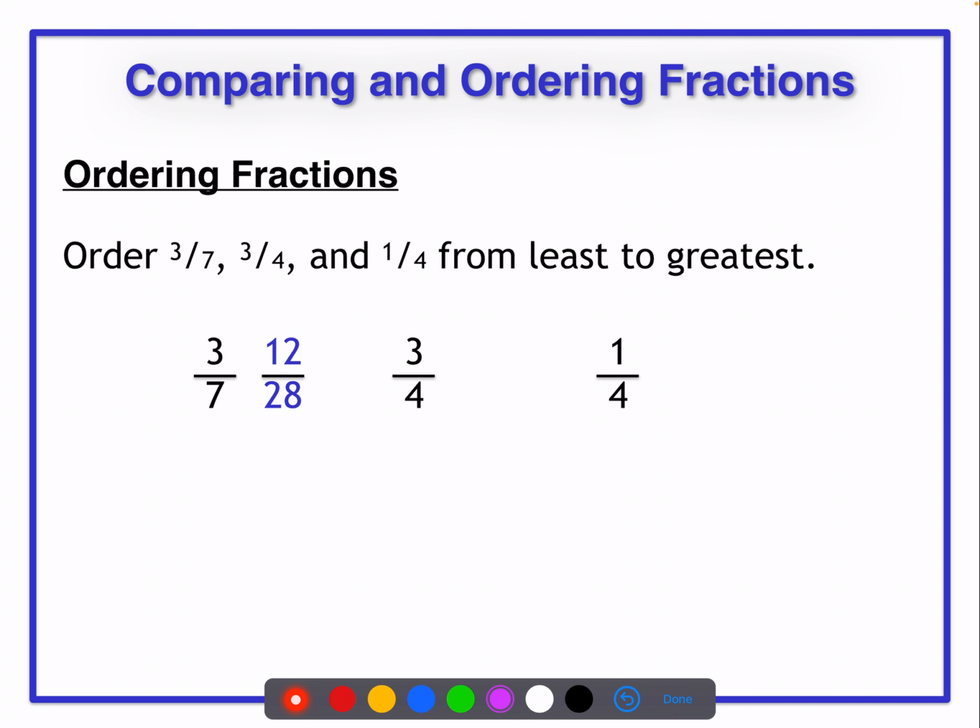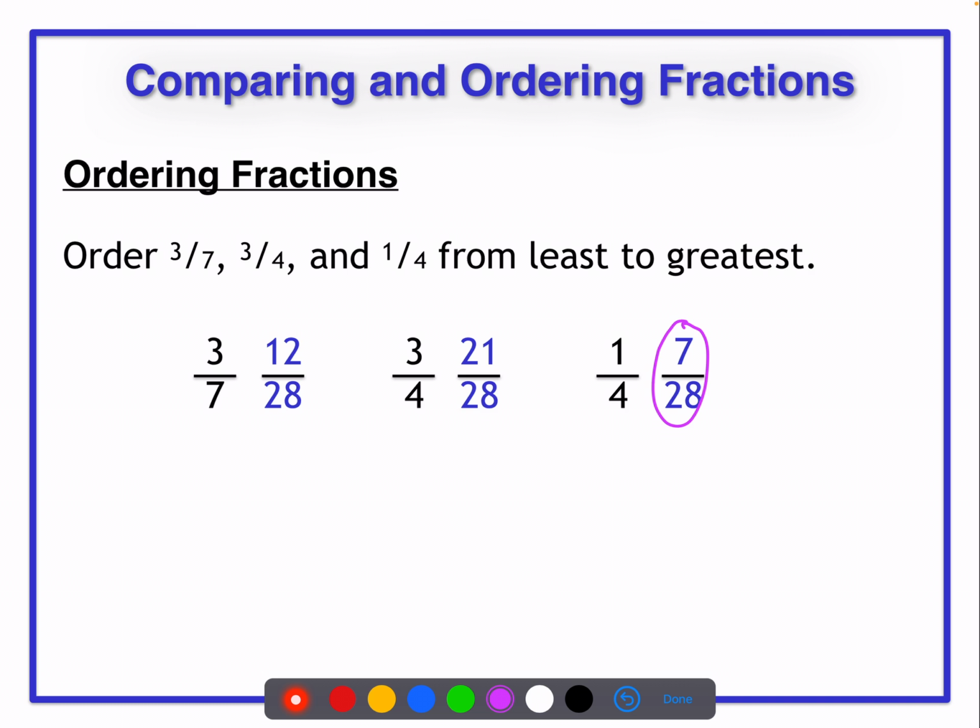That means 3/7 multiplied by 4, so 3 times 4 is 12, so 12/28. And then 3/4 multiplied by 7 will be 21/28. And 1/4 multiplied by 7, it will be 7/28. Now that we have the same denominator, we can compare them and order them. So we have to order from least to greatest.